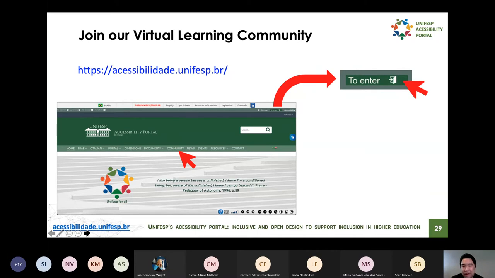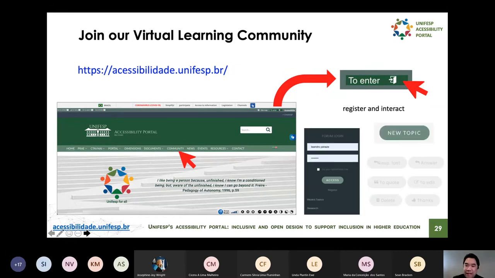So you can enter by clicking in the community or in this button to enter. And then you have to register yourself. And then you'll be able to add new topics, and also you'll be able to answer, interact, and exchange experience. I think we have some minutes here.